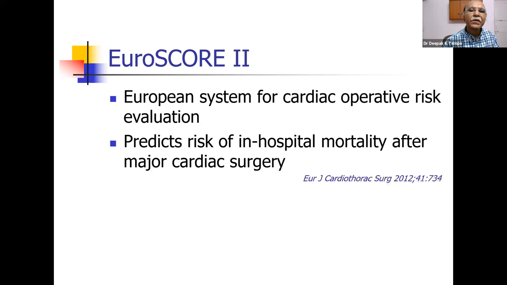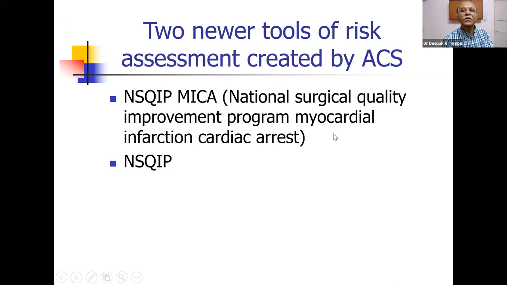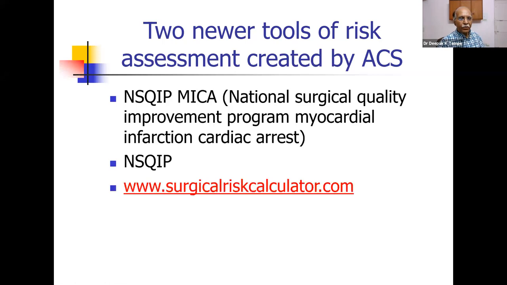Then there are two newer tools of risk assessment for patients who undergo non-cardiac surgery. These are the National Surgical Quality Improvement Program myocardial infarction and cardiac arrest calculator, and the NSQIP short form. It also has an online risk calculator, so you can visit this site and enter the details of your particular patient and the type of surgery being performed, and you get the actual risk assessment. I have tried doing this in some patients, and it quantifies the risk in terms of morbidity and mortality. So these are the various risk assessment scores.